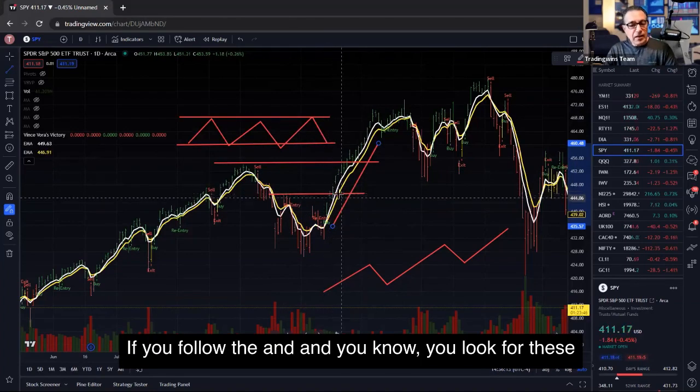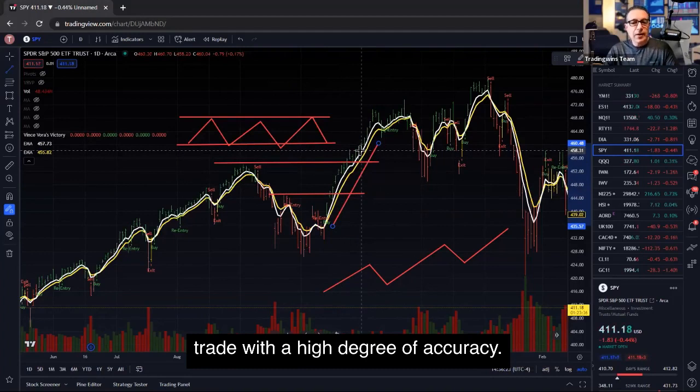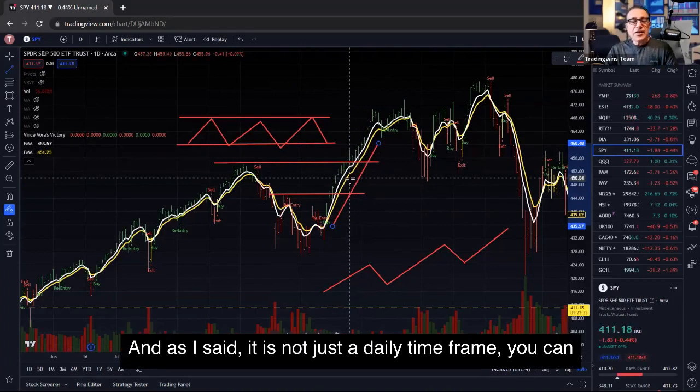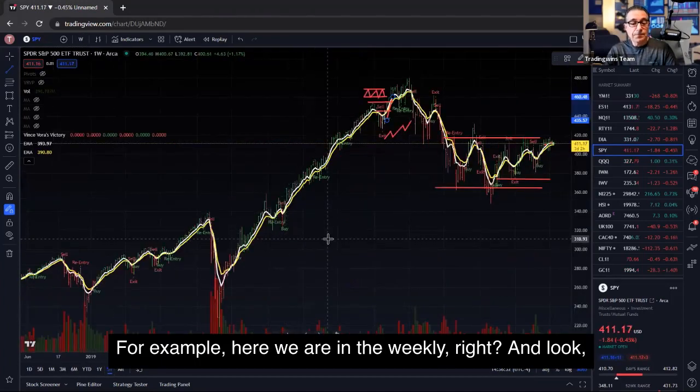If you look for this group of characteristics when you're trading with moving averages, you will trade with a high degree of accuracy. And as I said, it is not just a daily time frame. You can look at weekly, for example. Here we are in the weekly, right?